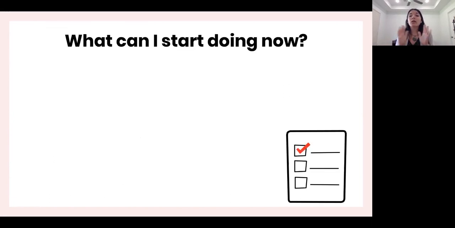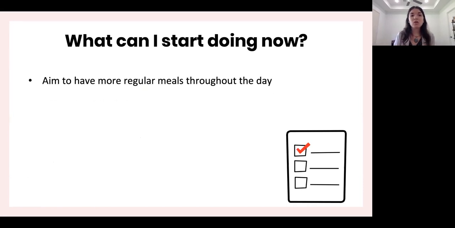So what can you start doing right now? Aim to have more regular meals throughout the day. This is something that I've been bringing up throughout the presentation when talking about normalizing eating patterns. So eating regularly throughout the day. You might be asking yourself, well, what does that look like? I have no idea. And that's perfectly fine. And again, everyone is unique and different.